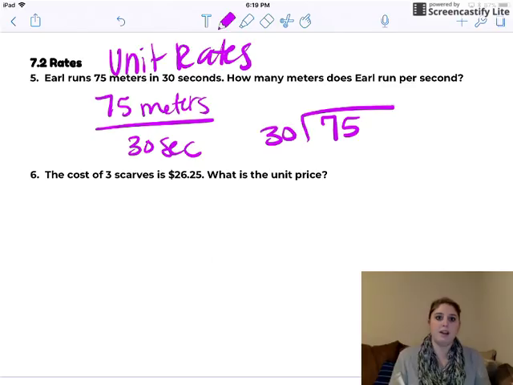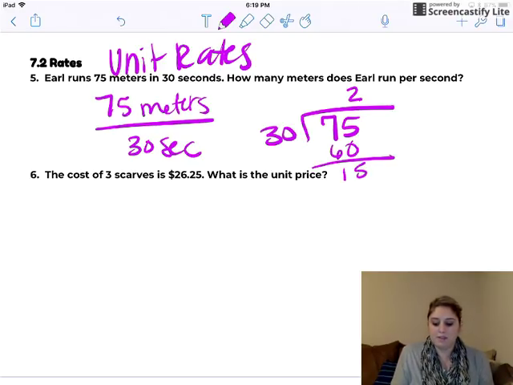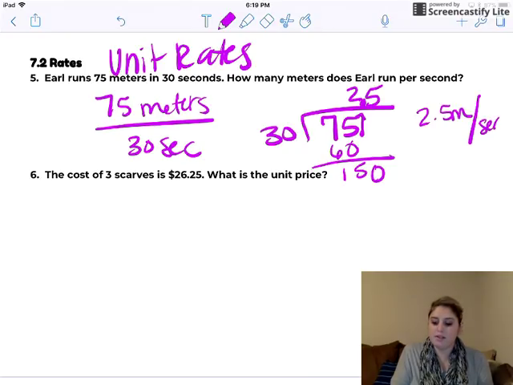Okay, some of us mix that up. The top number goes on the inside, 75 divided by 30, and that's going to give us, it can go in twice. That's 60, gives us 15, 150, and 30 can go into 150 5 times, but there should have been a decimal here, Mrs. Stubbs, because I had to rocket my decimal up here. So this means that Earl can run 2.5 meters per second. In 1 second, he can run 2.5 meters.